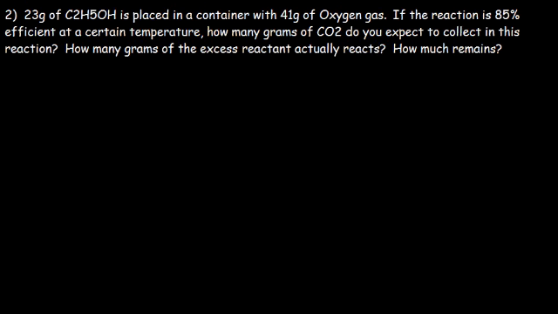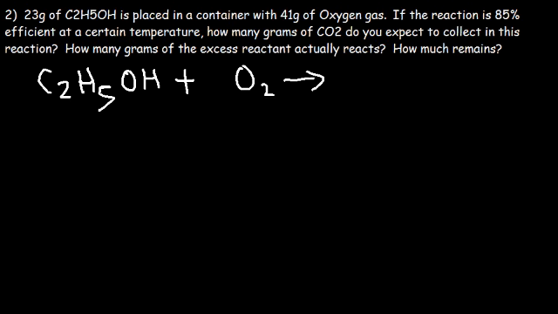So what's the first thing that we should do? So let's go ahead and balance the reaction. So we have C2H5OH, and it's going to react with oxygen gas. And it's a combustion reaction like the other one, so we're going to get carbon dioxide and water as a product.